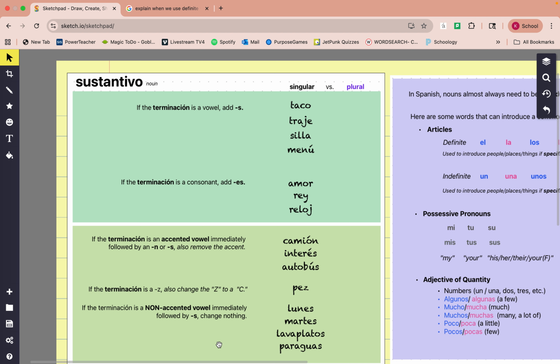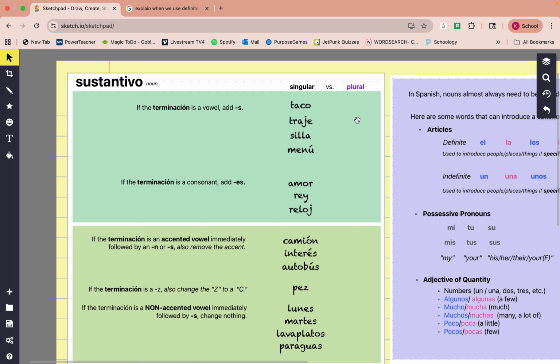In today's video, we will learn two things. First, we will learn how to take a sustantivo, that is, a noun, referring to a person, place, thing, or idea, and how to take that singular noun and make it plural. So instead of referring to one item, such as a singular taco, because who just wants to eat one taco, we can talk about multiple tacos in Spanish, and so on.